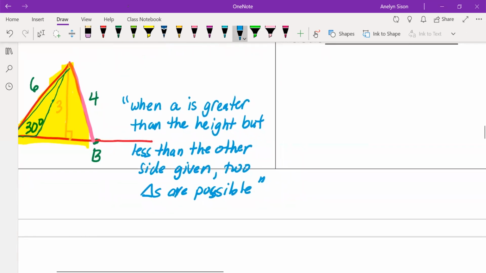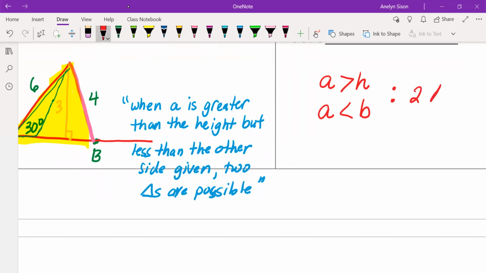Now we're going to write that in symbols, because it's quicker to write it in symbols. That means when a is greater than the height, and when a is less than b, do you see what I'm talking about here? So a, the opposite side given, is greater than the height, and the opposite side given is less than the other side given. Does that make sense? Then you will have two triangles.